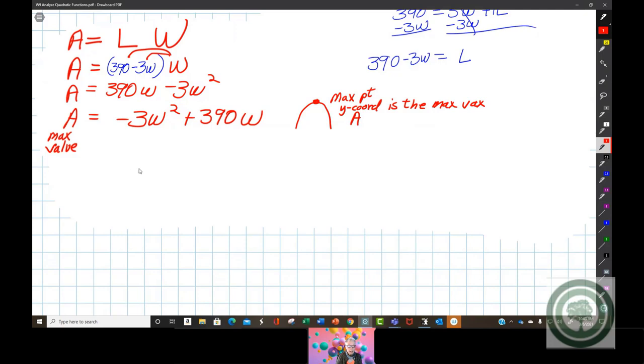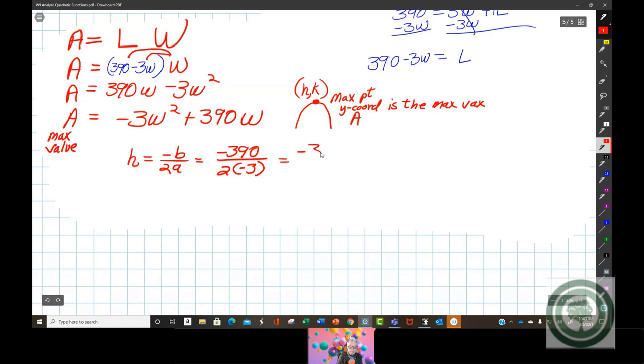All right, so if we decide to call this HK, then our H equals negative B over 2A equals negative 390 over 2 times negative 3, which is going to be negative 390 over negative 6.